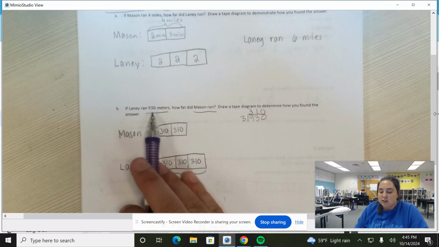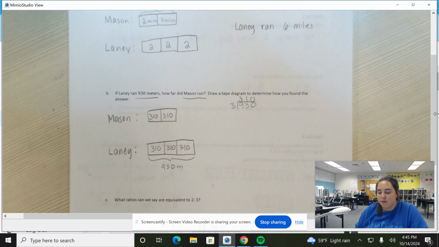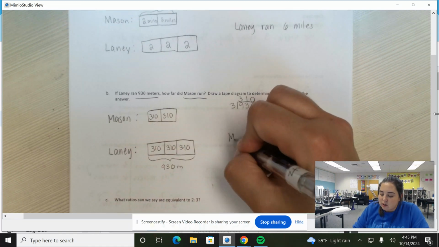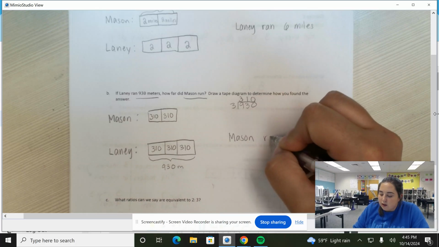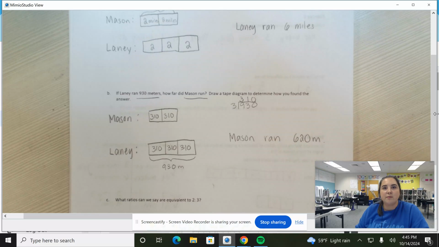So the question is, how far did Mason run? Can you write your answer here? Pause until you figure it out. All right, Mason, 310 plus 310. Mason ran 620 meters. There you go.